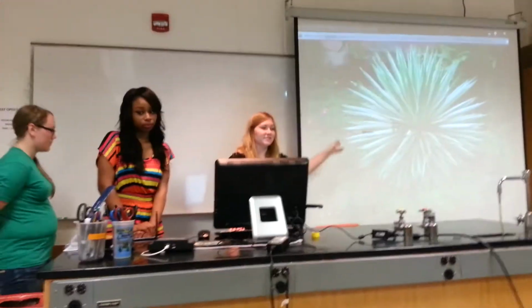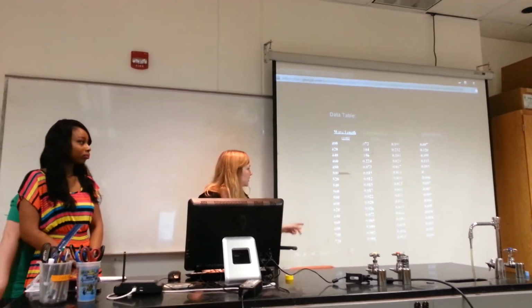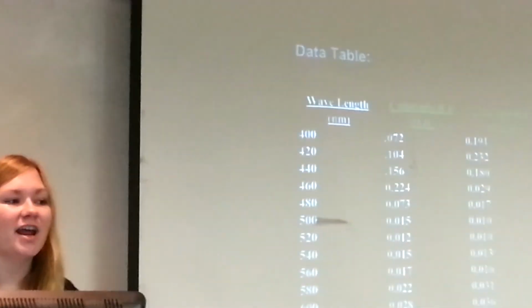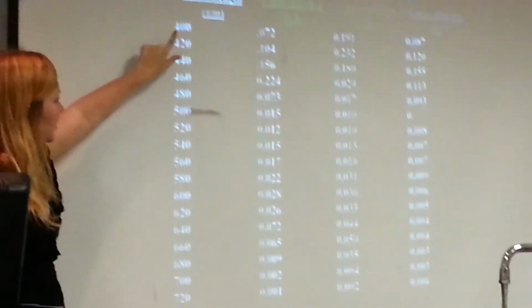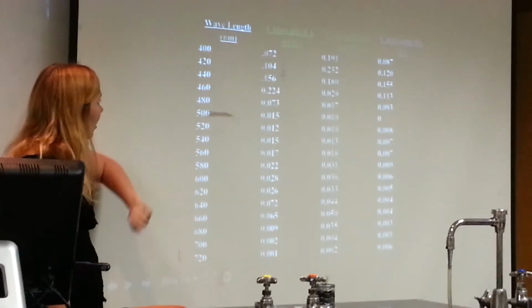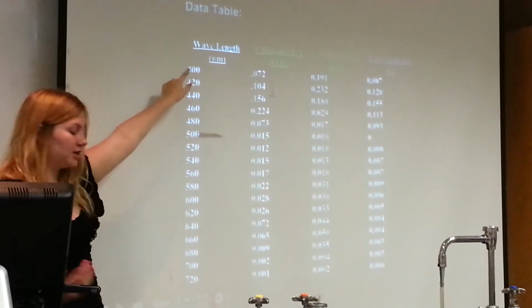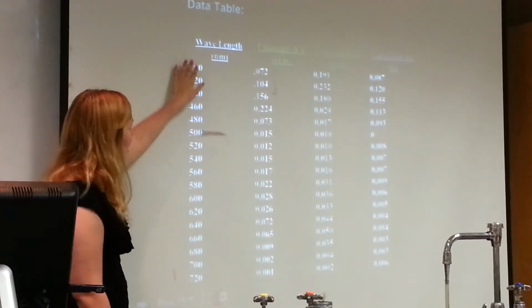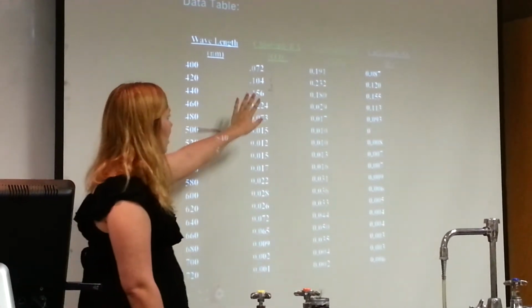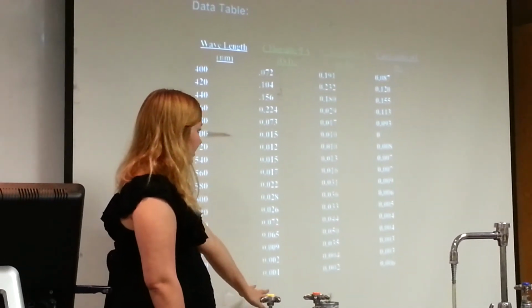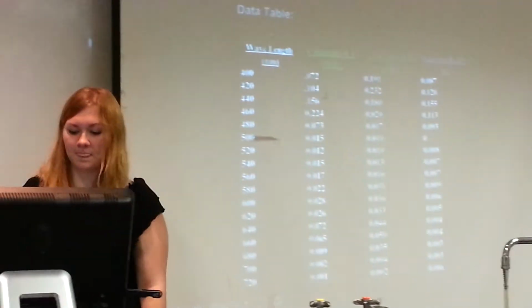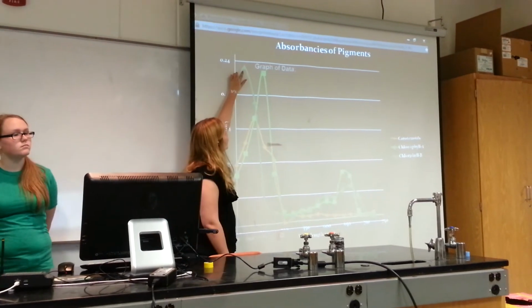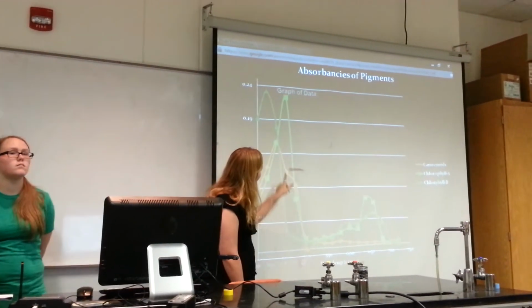Okay, so now I'm going to talk about our results. As previously mentioned, when we used the spectrophotometer to measure, we measured in 20 nanometer increments all the way from 400, the beginning of the light spectrum, to 720, which is a little past, but just for good measure. These are our wavelengths, and this is our absorbance readings for all 3 different pigments. This is the graph of our data. You can see the spikes are where it's absorbing the most for each one.